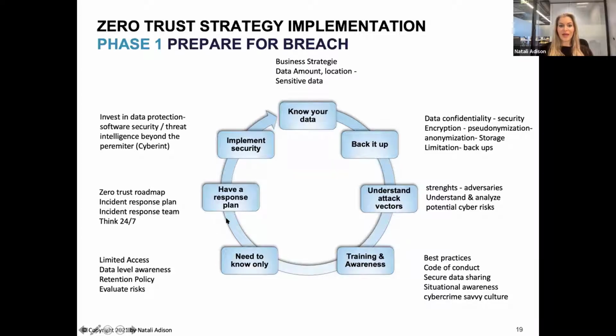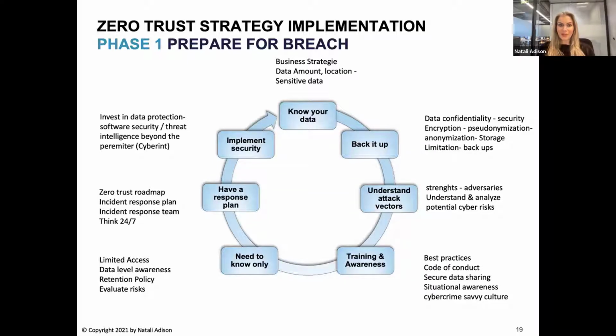Each company has to have a response plan. Your ZeroTrust roadmap should definitely include an incident response plan and an incident response team. And here you have to think on a 24/7 basis, because a data breach will not occur during your lunchtime.